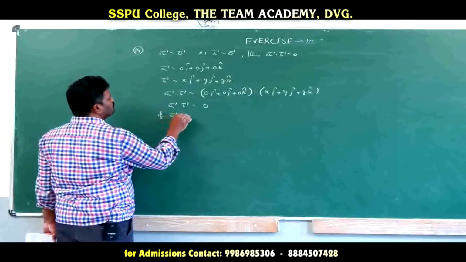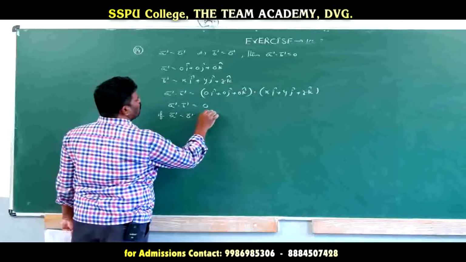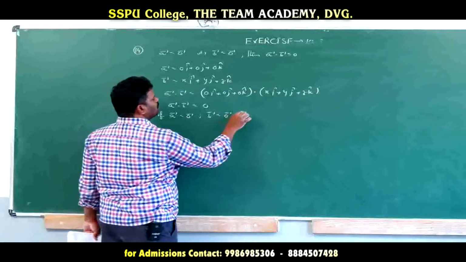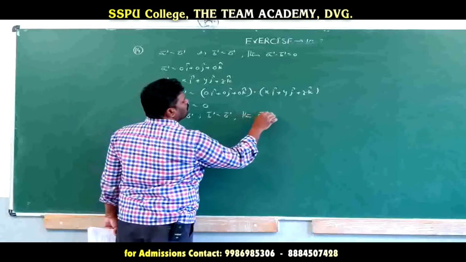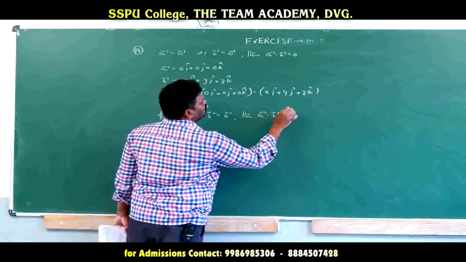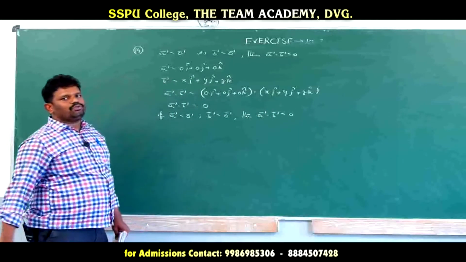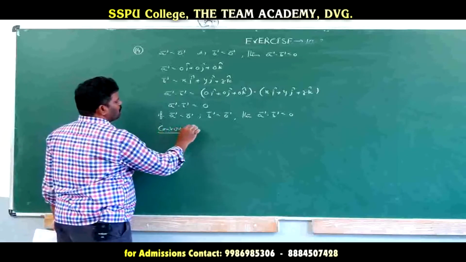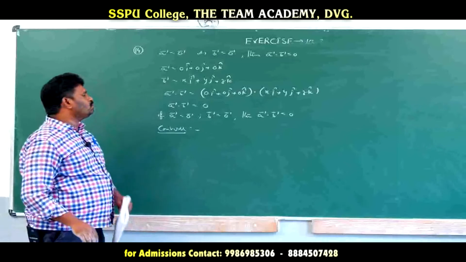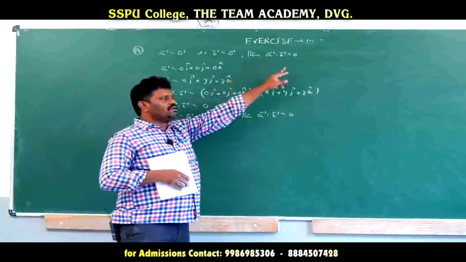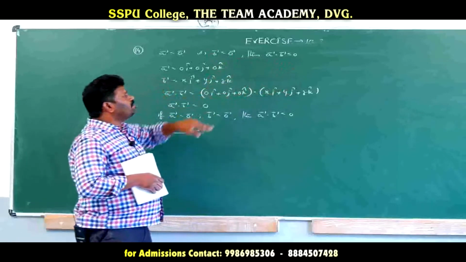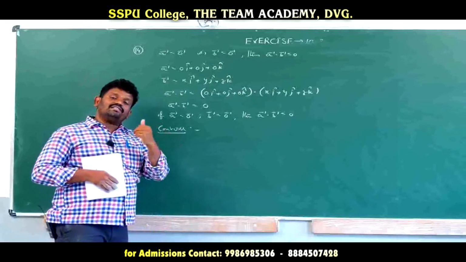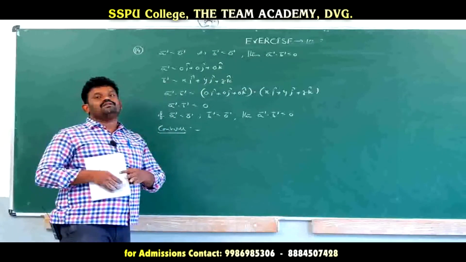If a bar is equal to the 0 vector or b bar is equal to the 0 vector, then a bar dot b bar is equal to 0. Now we prove that the converse need not be true. Converse means: if any two vectors have dot product equal to 0, then any one of the vectors must be 0. Otherwise it is not possible, which means the converse need not be true.